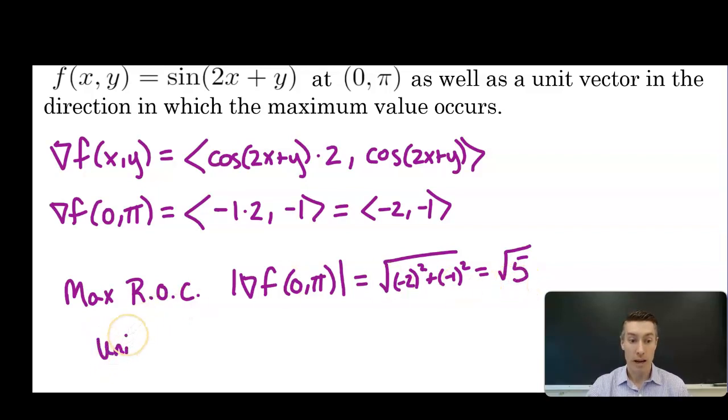And the unit direction that we're going to move in, well, we want the direction to match the gradient vector. We want those two vectors to go in the same direction. And we have the magnitude of the gradient, so that's going to be -2 over the square root of 5, -1 over the square root of 5.